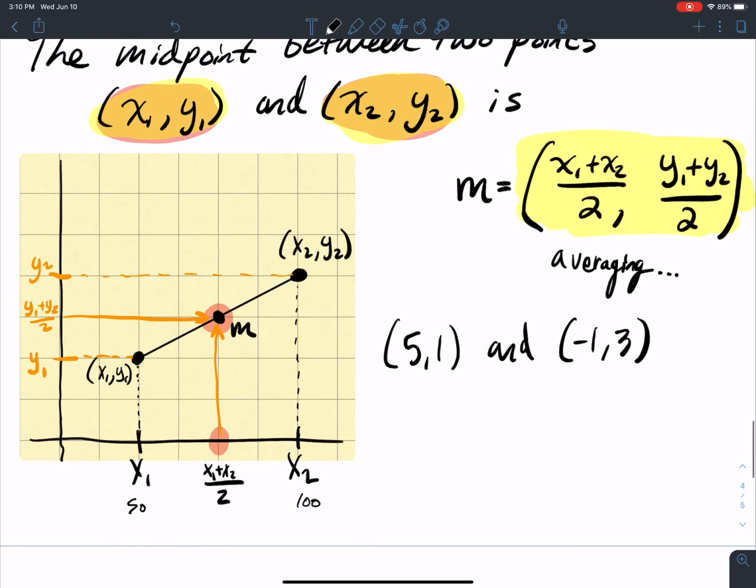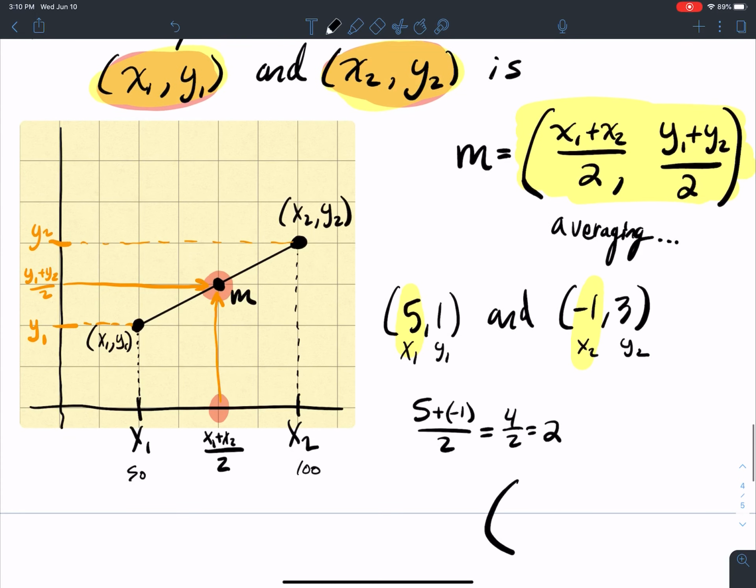First thing I do is I'll label my players. So x1, y1, x2, y2. So I average the x's. Okay, so 5 plus a -1 divided by 2 gets me 4 over 2, which is 2. So my x value is 2.